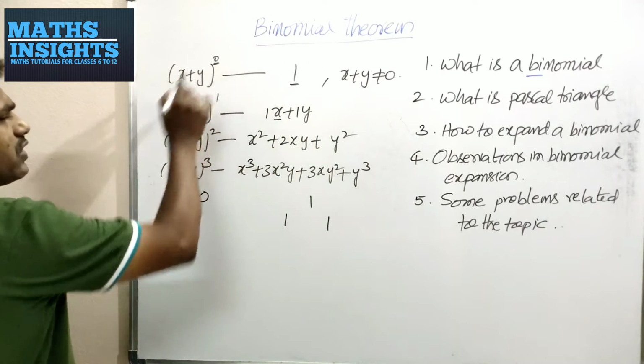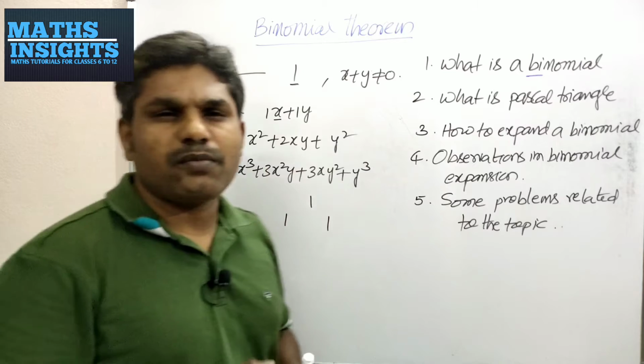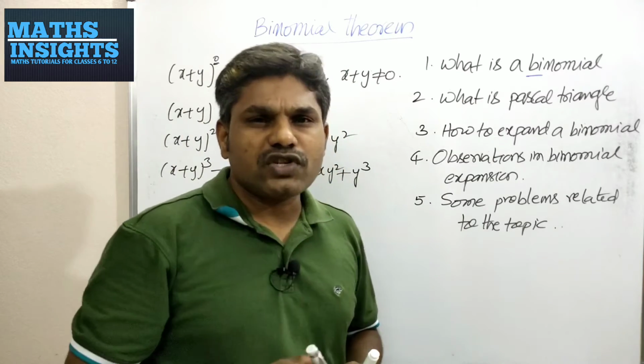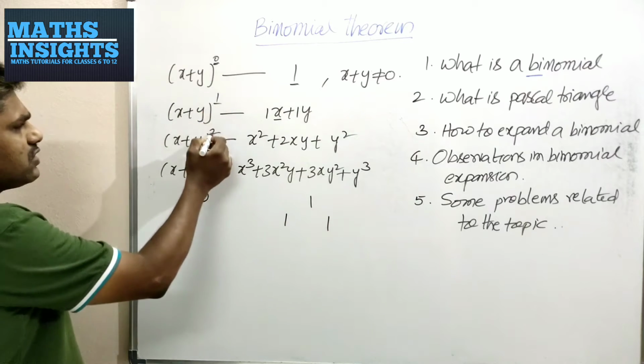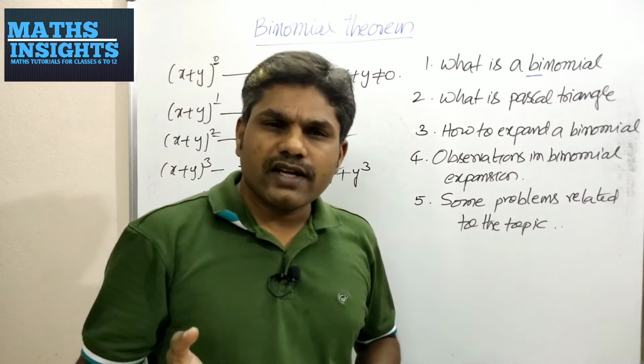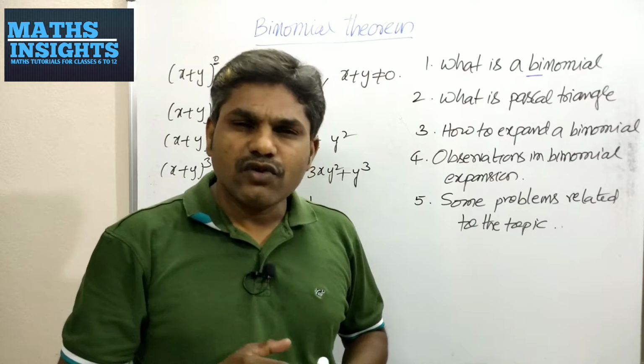See, 0 is neither a positive nor a negative number. So, except 0, all are positive integers. So, I am taking 1, 2, 3, 4, 5 and so on. You may take whatever number you like.